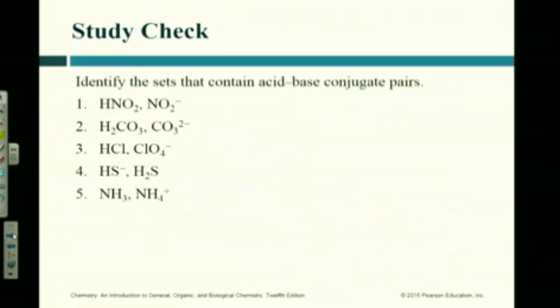All right, there's 5 pairs up here. 3 of these pairs are conjugate acid-base pairs. Look at them and tell me which 3. We'll do them one at a time in a minute. You can tell me yes or no when we get to them. How do you know it's a conjugate acid-base pair? They only differ by 1 hydrogen ion, right?